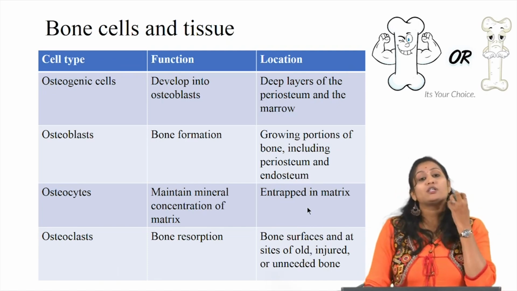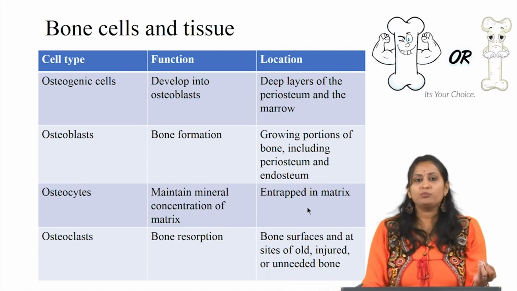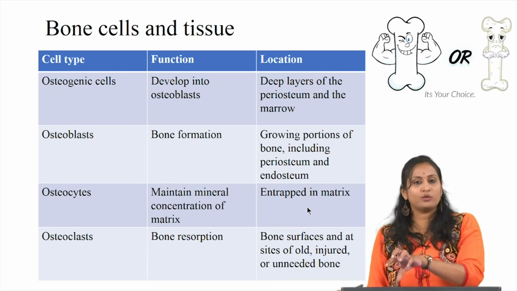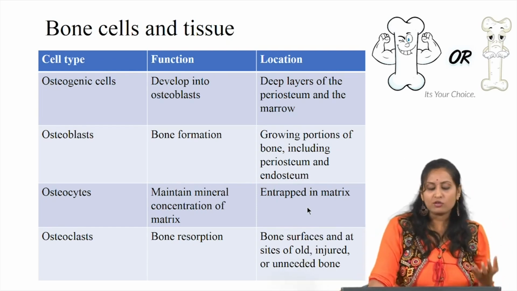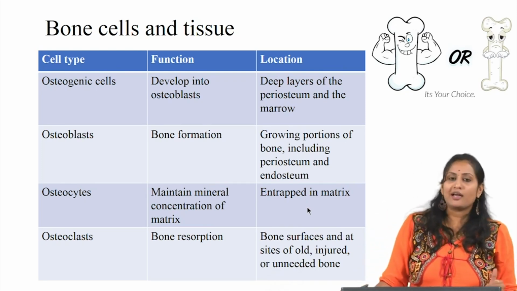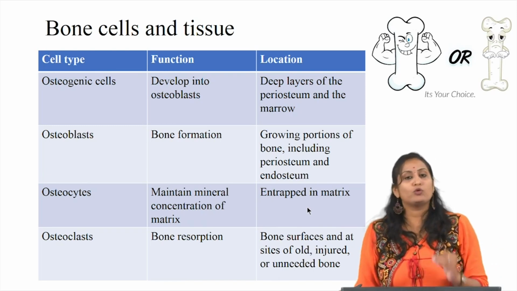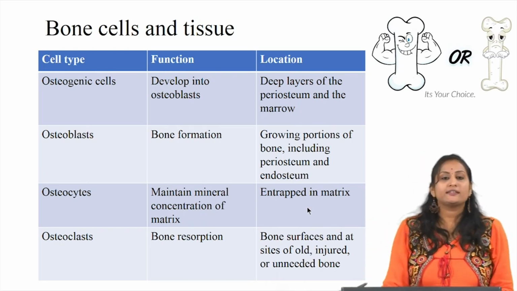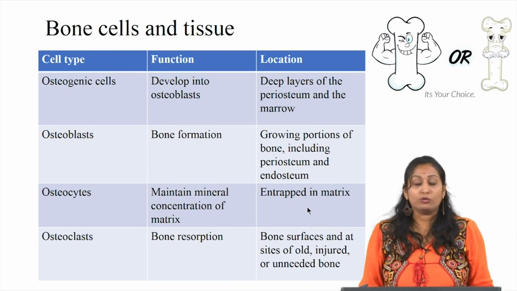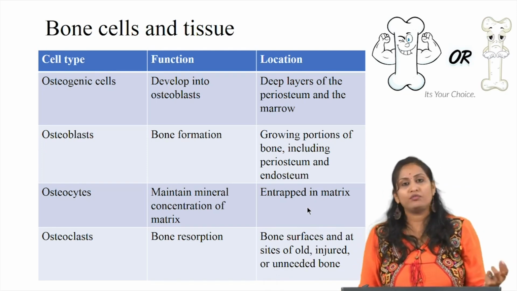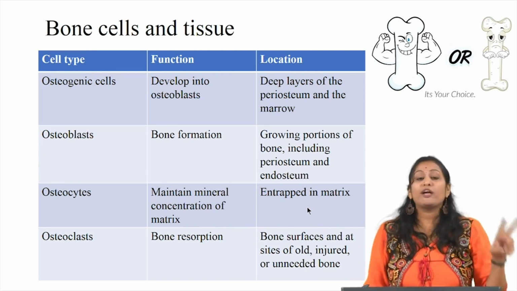Osteocytes, which are the primary cell of mature bone, are located in spaces known as lacunae, and they maintain the mineral concentration of the matrix in which they are entrapped. Osteoclast cells are responsible for bone resorption, and they are present at the bone surfaces and at sites of old, injured or unneeded bone. These osteoclast cells are formed from monocytes or macrophages, which are two white blood cells.